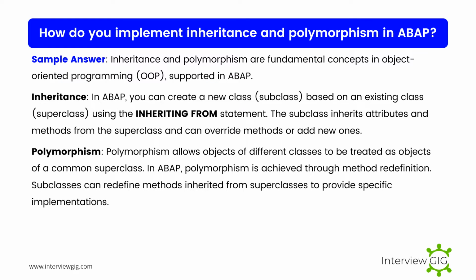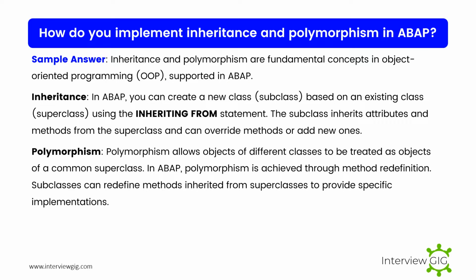How do you implement inheritance and polymorphism in ABAP? Inheritance and polymorphism are fundamental concepts in object-oriented programming, OOP, supported in ABAP. Inheritance. In ABAP, you can create a new class, subclass, based on an existing class, superclass, using the INHERITING FROM statement. The subclass inherits attributes and methods from the superclass and can override methods or add new ones.